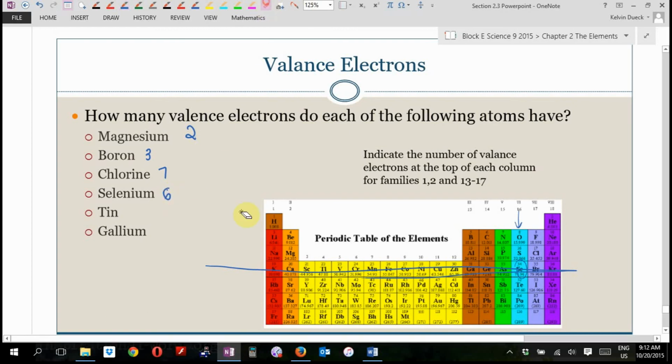How many does tin have? Where is tin? Tin is Sn. Oh, there it is, right there. I'm not going to count all the way across. Instead, 4. How many does gallium have? Where is gallium? Oh, there it is. Right there. 3. Is that okay?